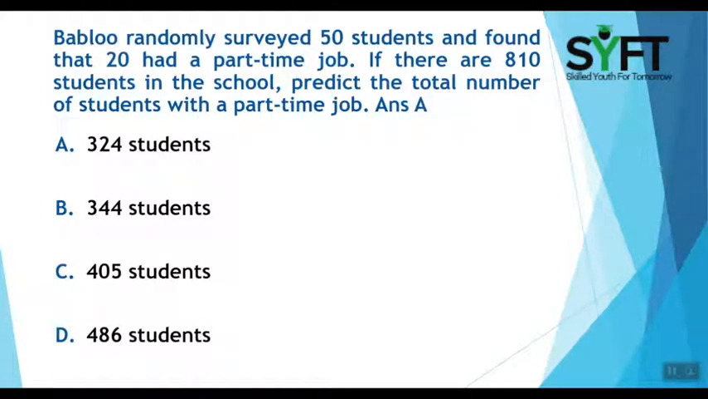Bablu randomly surveyed 50 students and found that 20 had a part-time job. If there are 810 students in the school, predict the total number of students with a part-time job. Answer is 324. So we have to multiply 20 by 50 into 810. Otherwise, if we assume it is x, then 20 by 50 equal to x by 810. So x will be 20 by 50 into 810. That will give 324 students.